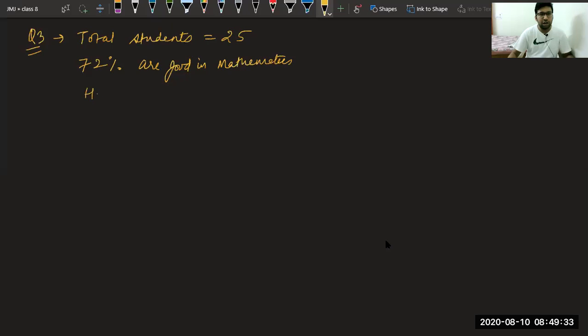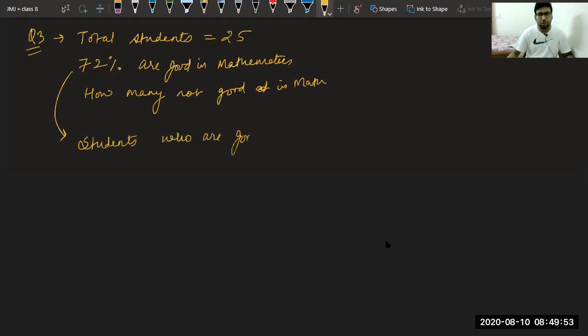To find how many are not good in mathematics, for this, first we can find this thing. So students who are good in mathematics will be given by 72% of 25, and we all know to convert this.